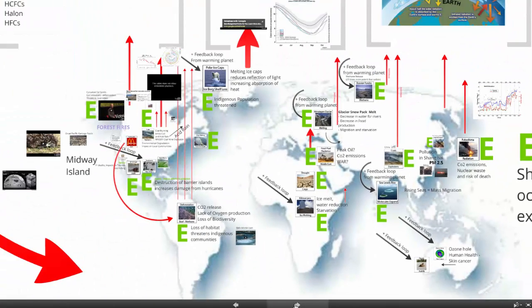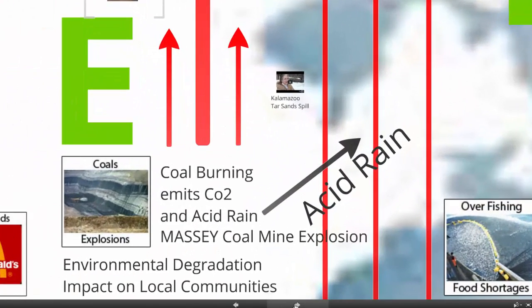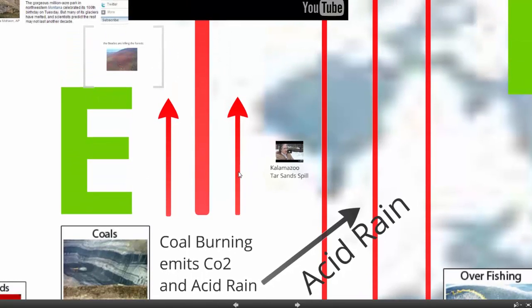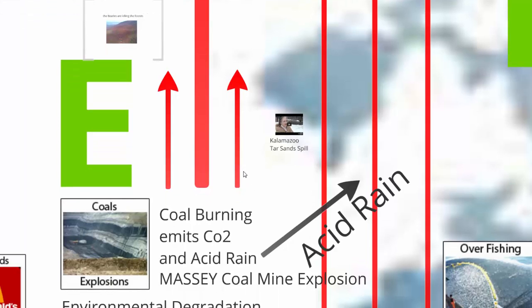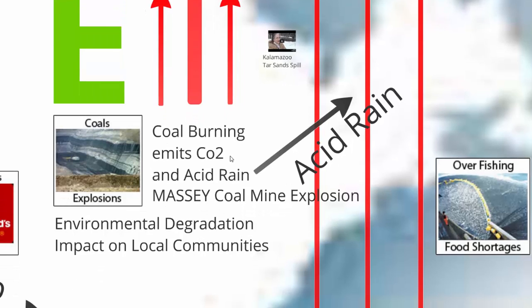Zooming back out to the world here, you see all kinds of E's everywhere. Zooming back into the US, the act of coal burning is, and these red lines, by the way, are emissions back into the atmosphere. These are CO2 and other greenhouse gas emissions. Every time we burn coal, we put CO2 into that.